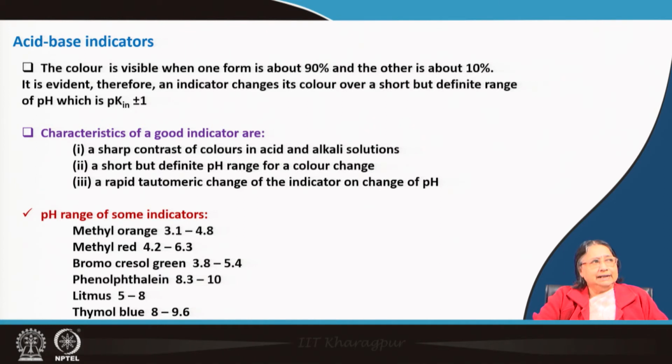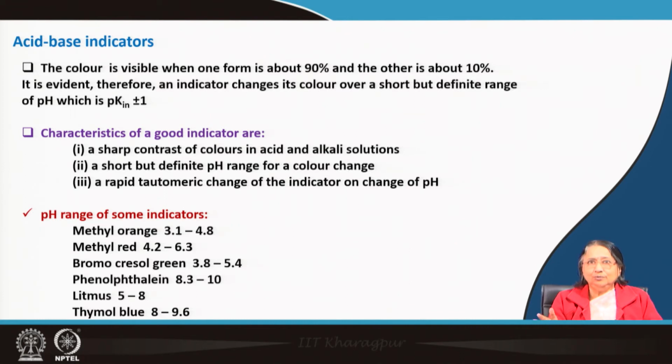Now comes the acid base indicators. When will we see colorless and when will we see the colored form, because it is a mixture of two forms. One color will be predominating, because it is titration, so you have to know that neutralization point. It is very important to know that the color is visible when one form is about 90% and the other form is about 10%. It may be 95% and 5% also, but at least 90% it should be, because if both forms are present 50-50, then you will not visualize the color.